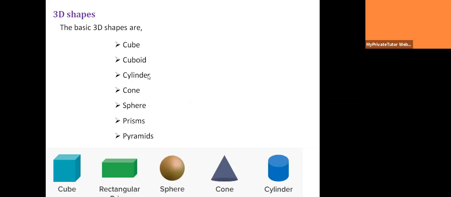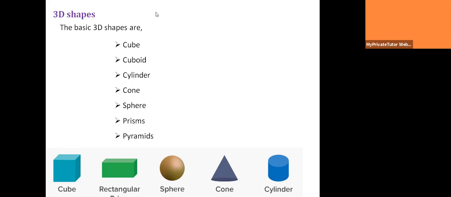I hope you know that the basic 3D shapes start from cube, cuboid, cylinder, cone, sphere, prisms, and pyramids. I just wrote prisms and pyramids because we have types of prisms and pyramids. The types of prisms are based on the base. What do you mean by a base? The bottom one.